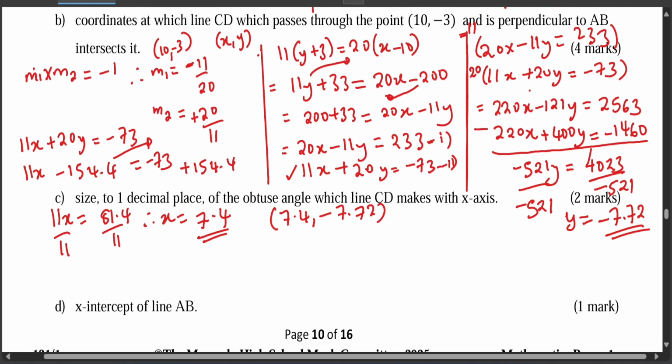Nimechukua nafasi hata question C. Question C umeambiwa size to one decimal place of the obtuse angle which line CD makes with the x-axis. Sawa. Sasa hapa sisi tutafute hiyo angle. Na kupata hiyo angle ni rahisi sana. Tena rahisi. How do you get that angle?